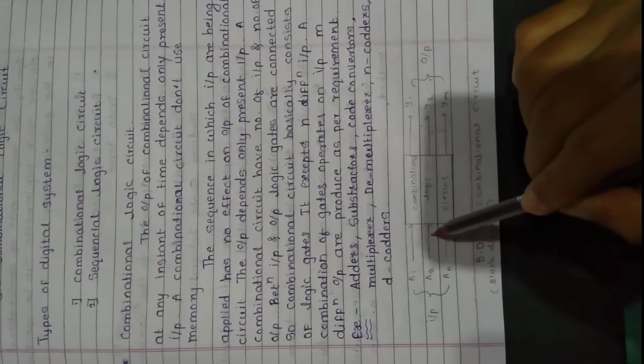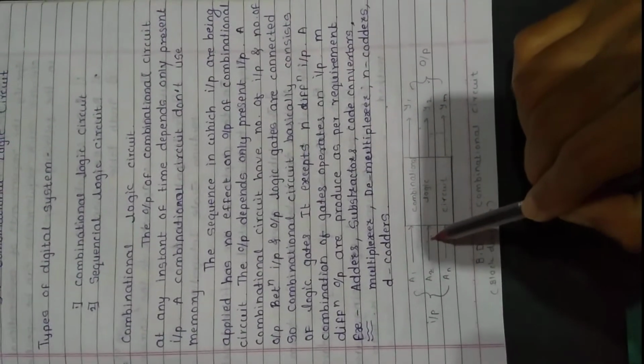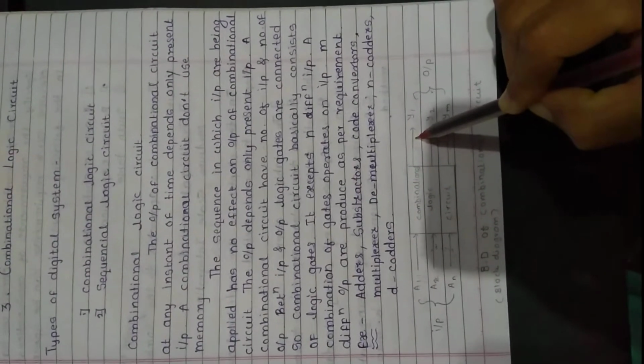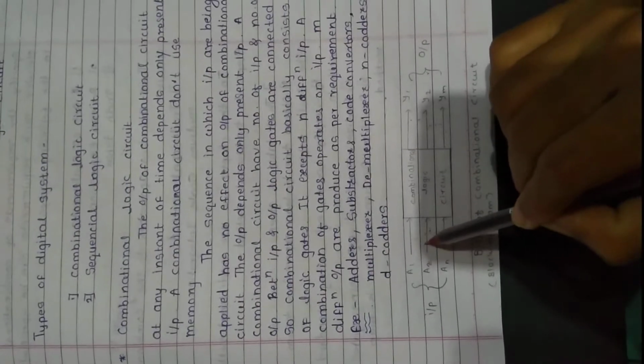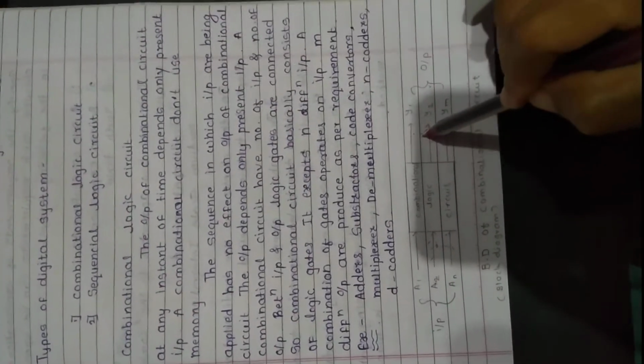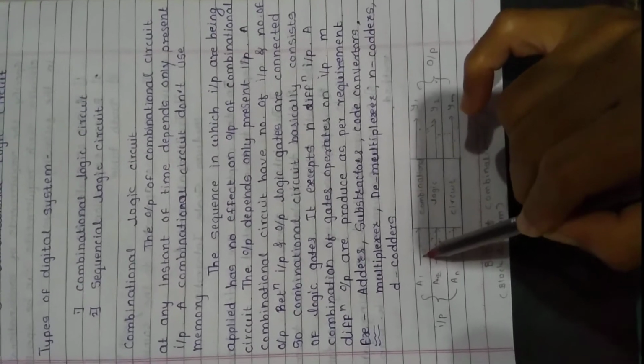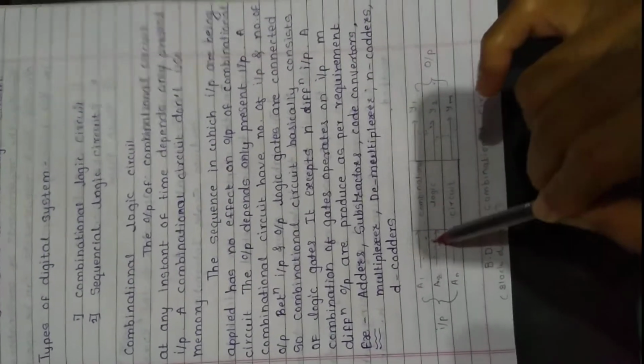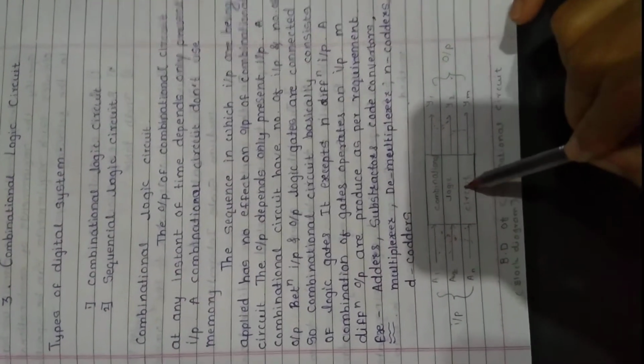This is the combinational block diagram, and if a sequence of inputs is applied, there is no effect of the sequence. Any input applied, for example if input a2 is applied first, we get the output y2. There is no effect of a sequence of inputs on the output. So this output depends only on the present input, and between input and output there is a combinational logic circuit.